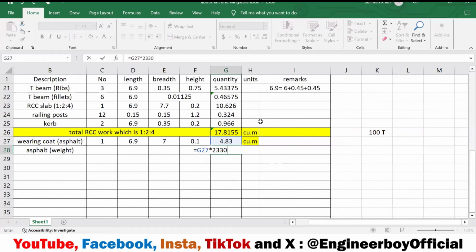And even if it's mentioned on the drawing, in the drawing, what type of bituminous course is this?